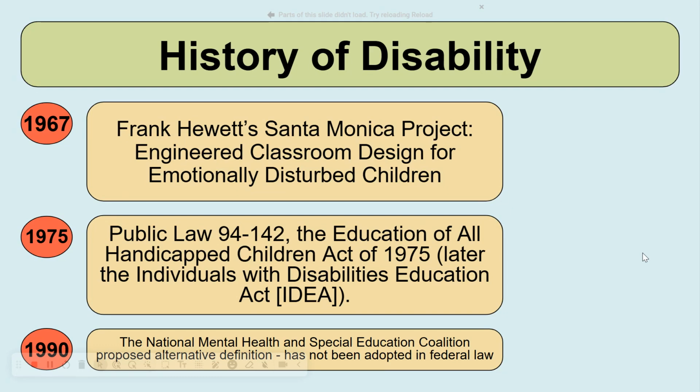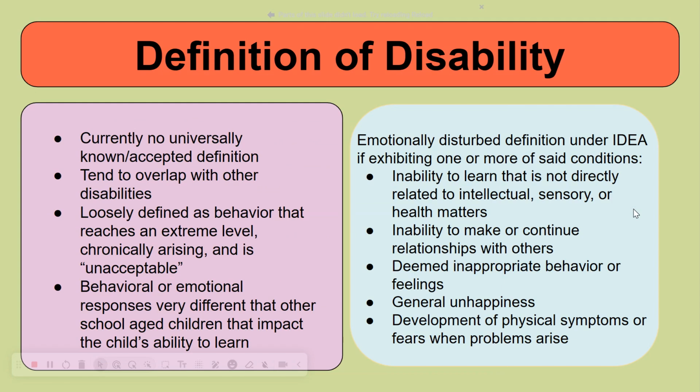And then in 1975, you have the Education of All Handicapped Children's Act, later the Individuals with Disabilities Act, which talks specifically about emotionally disturbed children, which we'll have a definition for on the next page. And then in 1990, the National Mental Health and Special Education Coalition proposed an alternative definition from emotionally disturbed to emotional and behavioral disorder. This has still not been adopted into federal law, so there are a lot of different definitions and ways to identify emotional behavioral disorders.